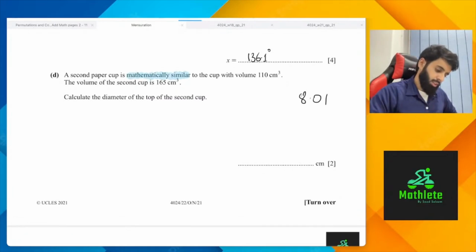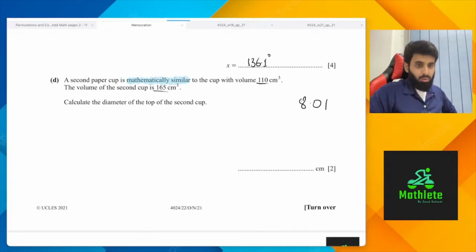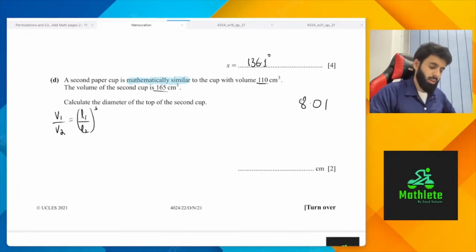Okay, so with the volume of 110 centimeter cube, the volume of the second cup is 165 centimeter cube. Calculate the diameter of the top of the second cup. Now what happens when you see geometrically or mathematically similar? Instantly just write down the formula, and we'll keep on plugging in the values later. Remember, when it's volume we cube, when it's area we square.